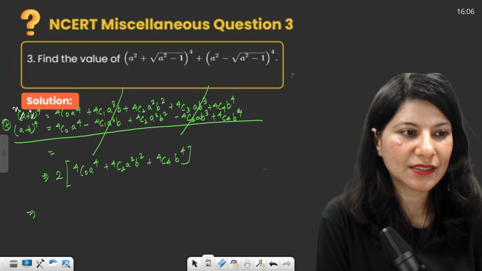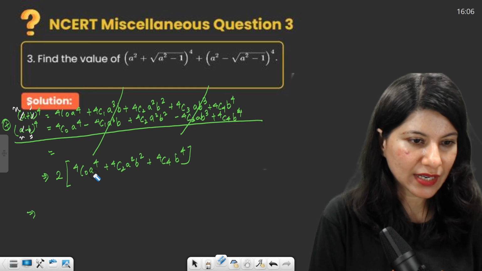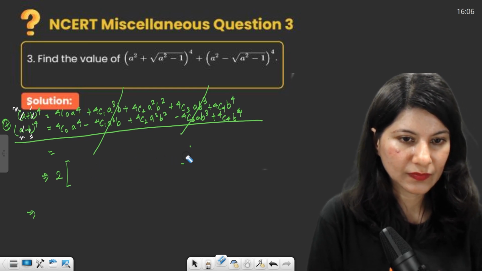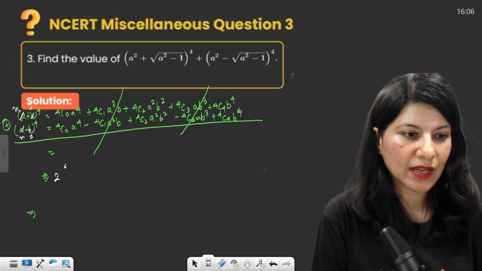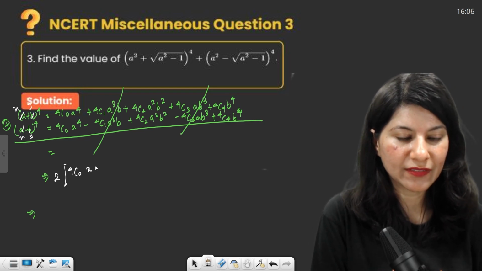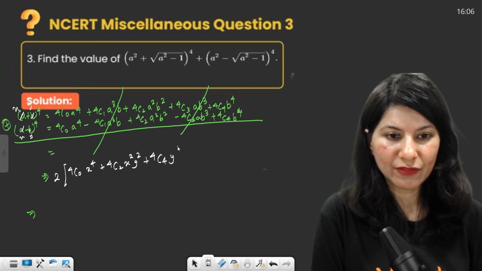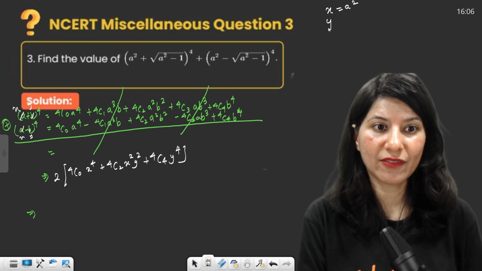So this is x, this is y, this is x minus y. So I will do that here. Twice, I'm not changing it completely. I'm leaving that up to you. Okay, 4c2 x squared y squared. Because generally, if I'm calculating the formula, what is happening? Now x equals a squared and y equals the square root of a squared minus 1. Plug in the value.